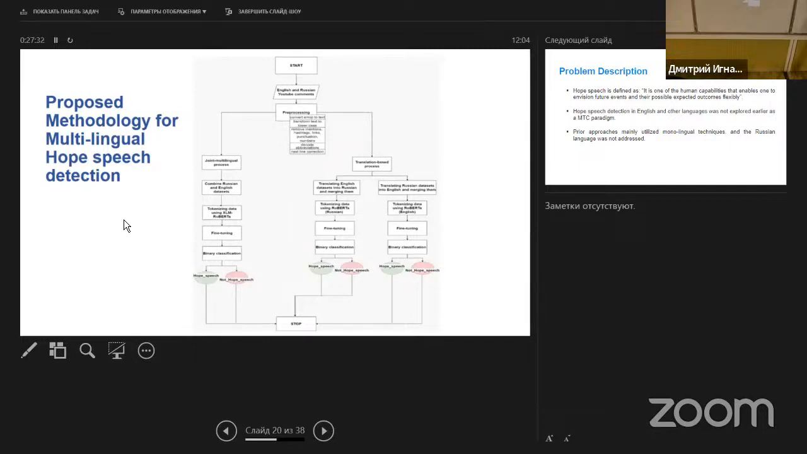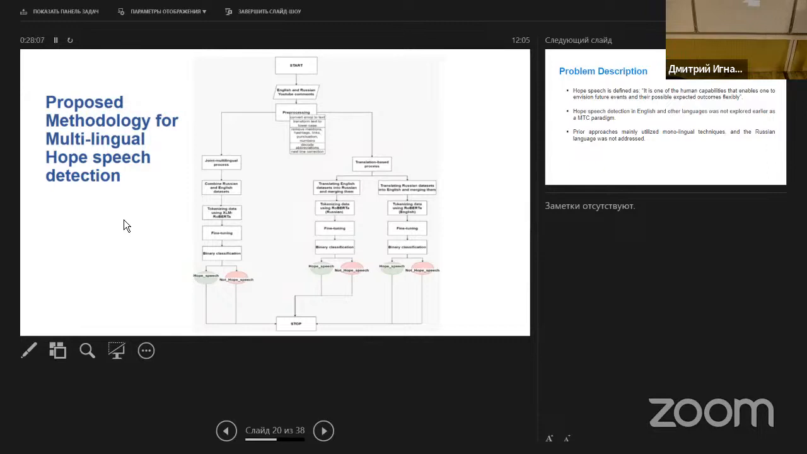For the translation-based methodology, we divide our task into two subtasks. Because we have two data sets, English and Russian, in the first step we translate the Russian data set into English and combine it with the original English data set. Then we perform the other fine-tuning steps and the classification. So this is purely English data.